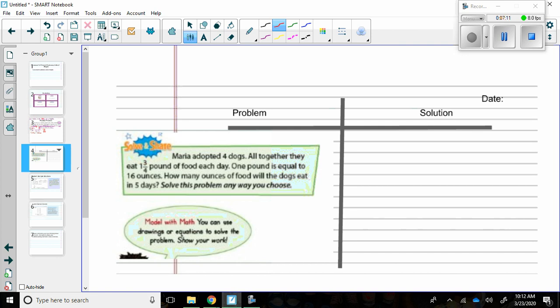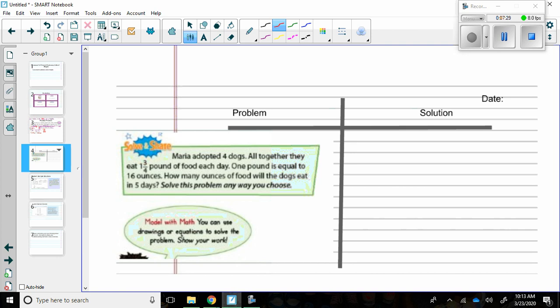Again, Maria adopted 4 dogs. All together, they eat 1 3/4 pounds of food each day. 1 pound is equal to 16 ounces. How many ounces of food will the dogs eat in 5 days? Solve this problem any way you choose.